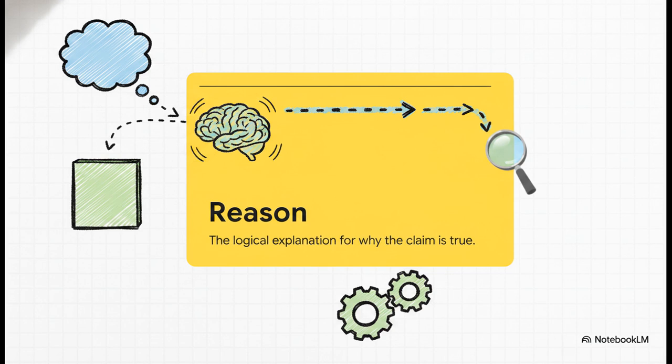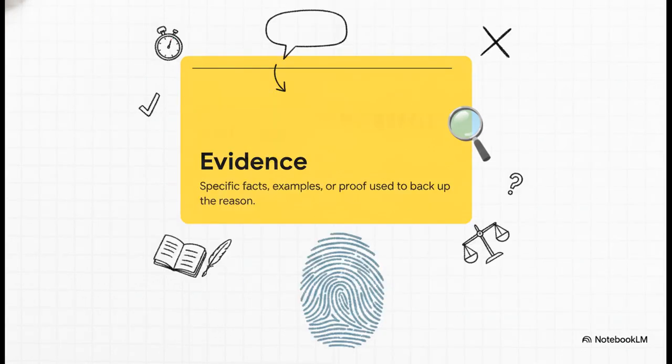Enter reasons. A reason is just the logical explanation for why the claim is true. It bridges the gap between what they want you to believe and why you should actually buy into it. It's how the author starts connecting with your logical side. And this brilliantly brings us to our final, and honestly, most important clue: evidence. You can't just throw out a claim and a reason without hard proof. Evidence consists of the specific facts, the real-world examples, or the direct quotes backing up the reason. It is undeniable. It's literally the physical fingerprint at the crime scene that proves intent. Without evidence, a reason is just a thought. But with it, you've got a compelling case.